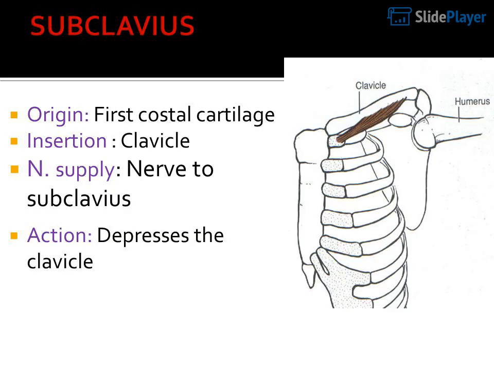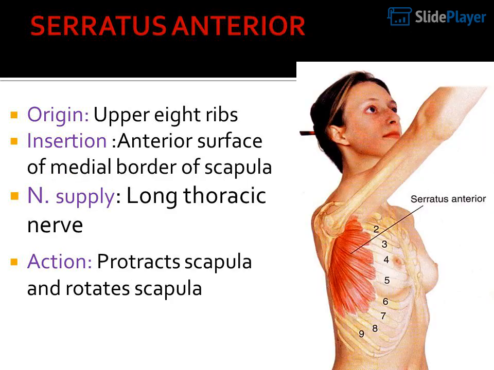Subclavius and supply, nerve to subclavius. Origin, 1st costal cartilage. Insertion, clavicle. Nerve supply, nerve to subclavius. Action, depresses the clavicle.